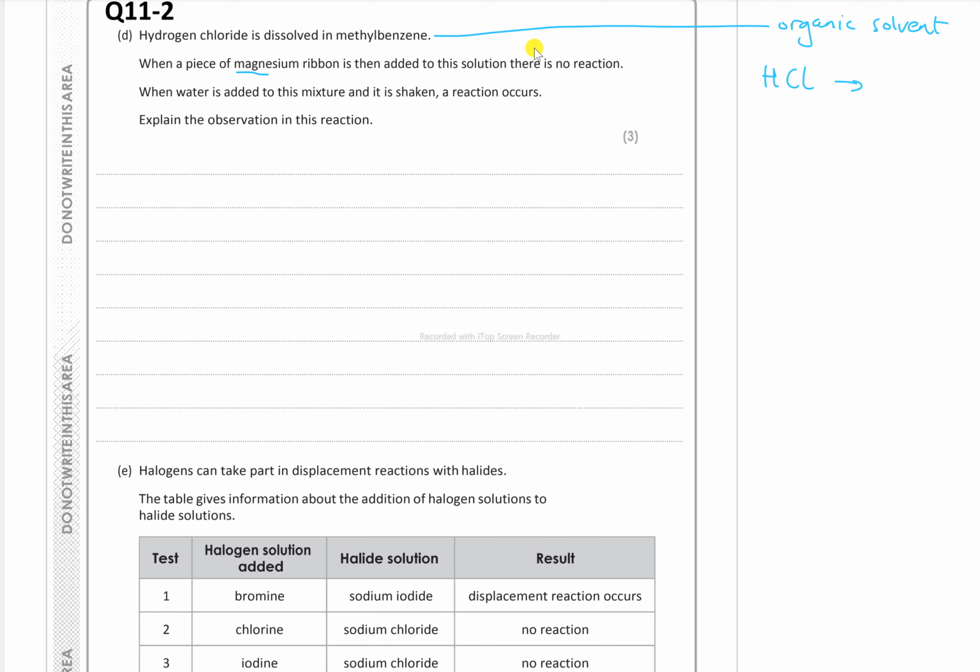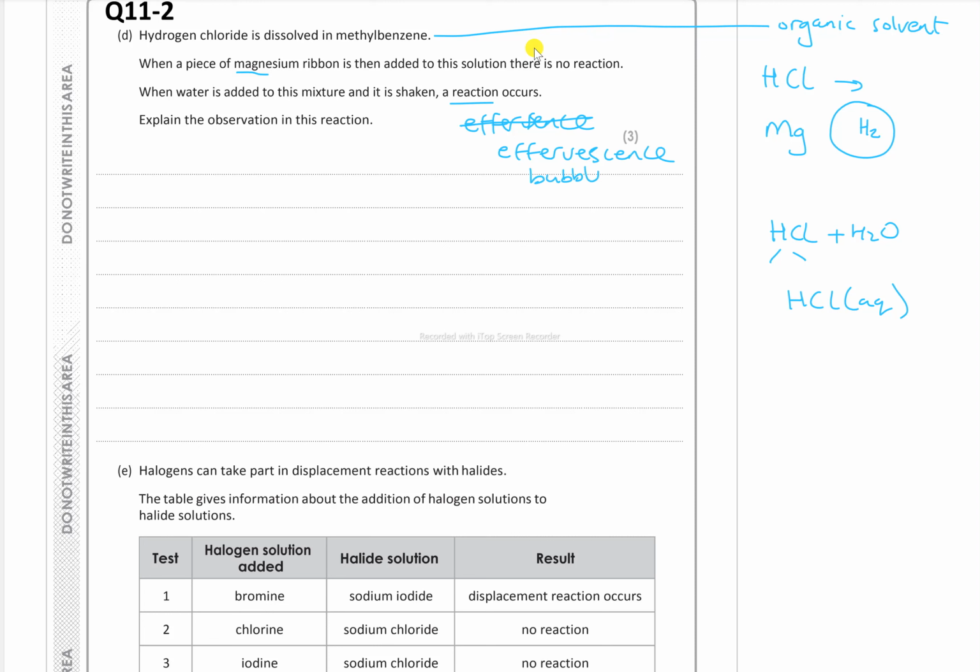However, when you add water to hydrogen chloride, you end up dissociating it, so it becomes hydrochloric acid. And that is acidic. When you mix it, a reaction occurs and you get effervescence. Let me write it properly. Effervescence is just another word for bubbles. Once you've got bubbles, explain the observation.